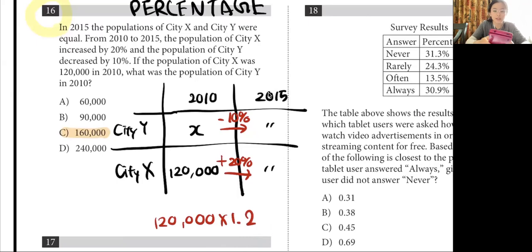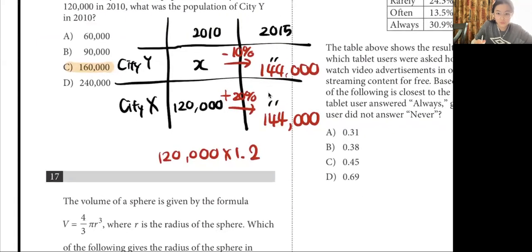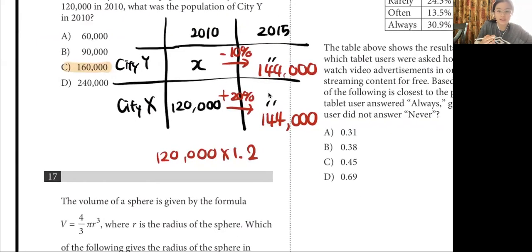So you multiply 120,000 by 1.2. That's going to give you 144,000. Okay. Now that we know that city X has 144,000 in population in 2015, since it corresponds to city Y, they have the same value, so we can backtrack from there. We're going to do the same thing, but with Y.